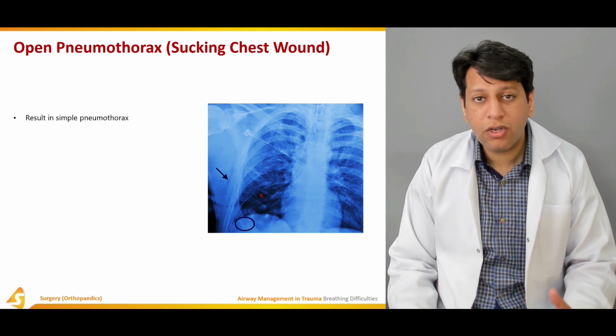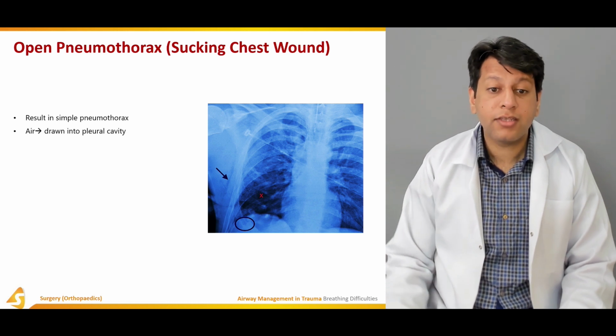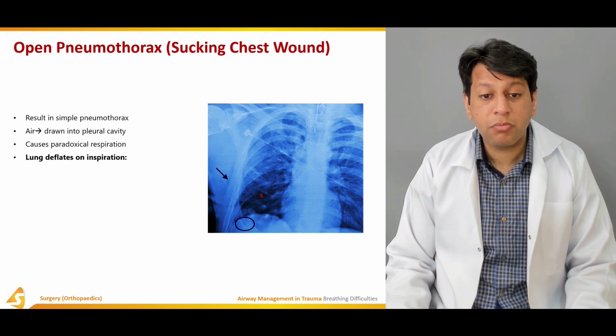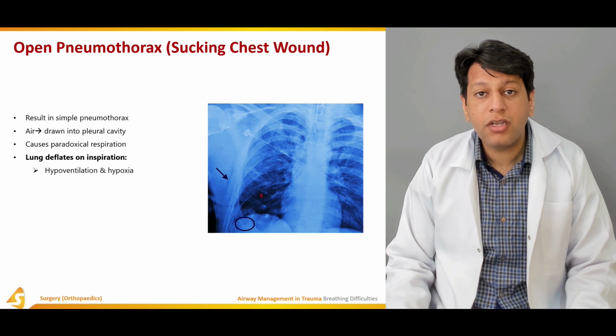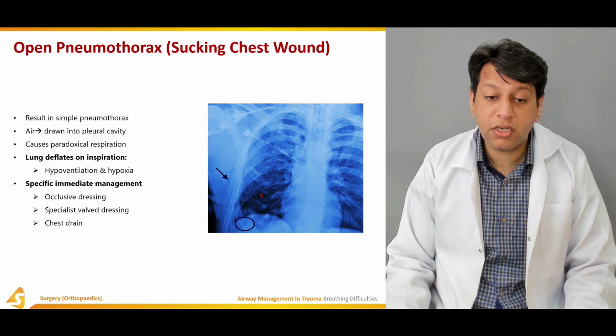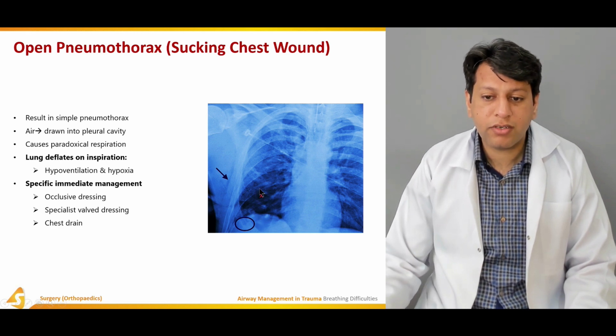And that is how we do it. We call it a three-way dressing. Basically, as I told you, air is drawn into the pleural cavity, causes paradoxical respiration, and the lung deflates on aspiration, causing hypoventilation and hypoxia. Specific immediate management includes this occlusive dressing called a three-way dressing.